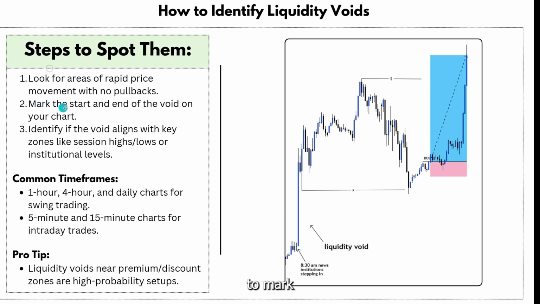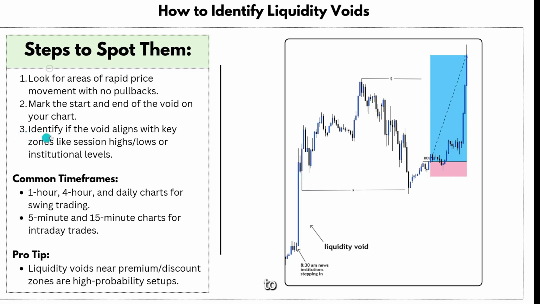Number two is to mark the start and the end of the void on your chart. As you guys can see right here, this first candlestick is the beginning, and this last candlestick right here is the end. So right in this gap is what we call our liquidity void. We want to see price pull back inside of the gap to then extend higher to clear old highs.